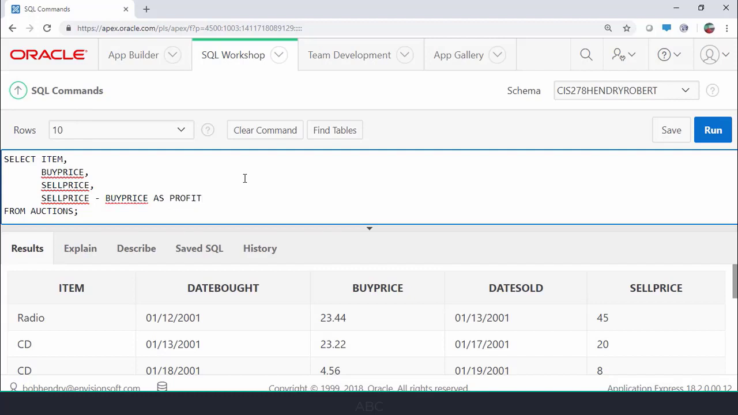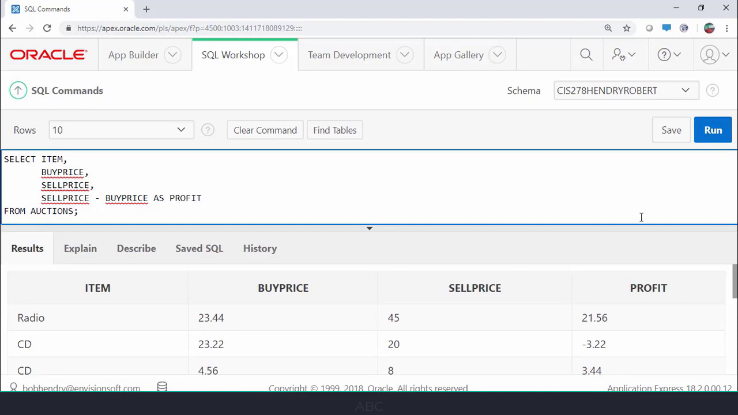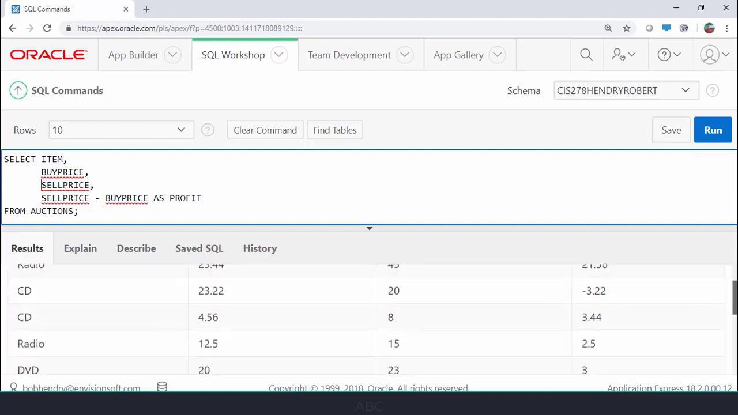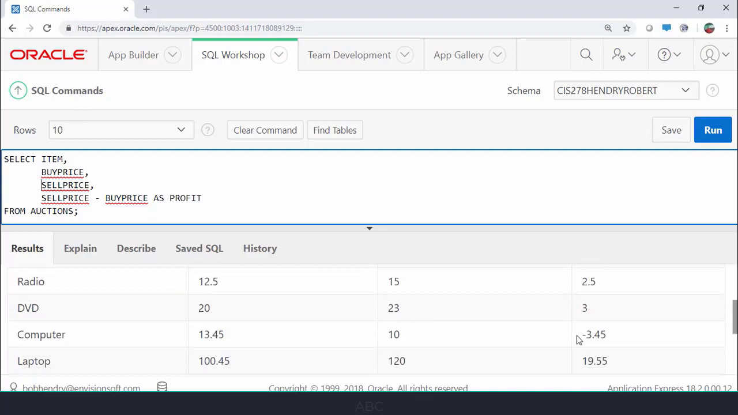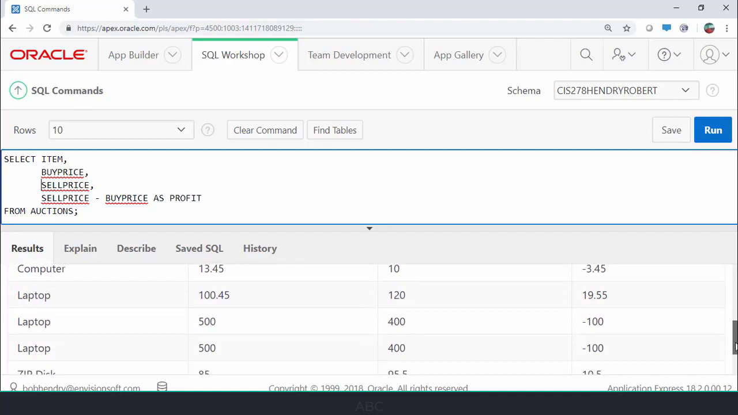All right, folks, let's run this. So again, we're going to show the item, what we bought it for, what we sold it for, and what our profit margin was. Again, not using any aggregation yet. So I got radio, buy, sell, and what the profit is. So we made, on this guy, a $21.56 profit. This one we lost $3.22. And all the ones that look like we made a profit, computer, we lost $3.45 and lost $100 on our laptops and $10 on our zip disks. Okay, anyway, big deal. So we know how to do that.